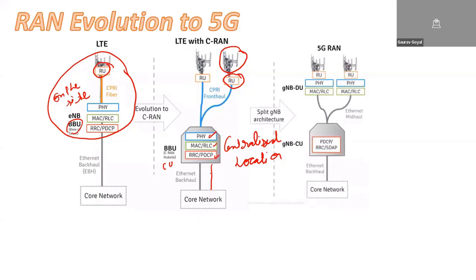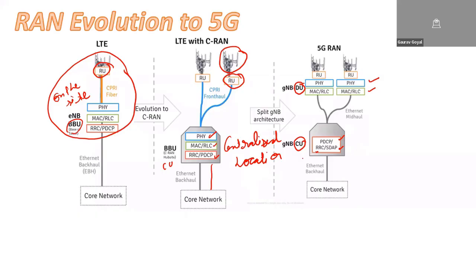But then comes 5G. In 5G, what happens? The BBU is divided into two parts. One is CU and the other one is DU, right? So lower layers like physical layer, MAC layer, RLC layer are shifted near to the site, right? But the layers which are not time stringent are shifted to the centralized unit, like PDCP, RRC, SDAP, right?